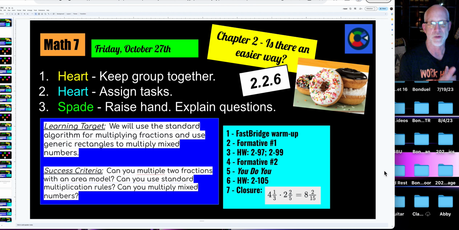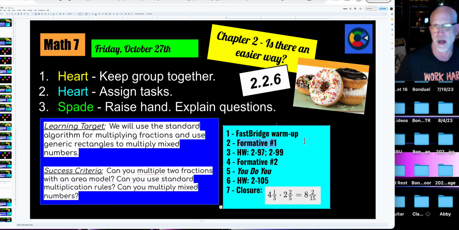When you come in today, the first thing we're going to do is Fast Bridge. Remember, that just goes blue, green, white, red. If you finish cycle one of blue, green, white, red, then it goes back to blue, green, white, red. Then we're going to do just a couple lead-up problems, and we're going to take our formative number one. And that has to do with fractions, decimals, and percents.